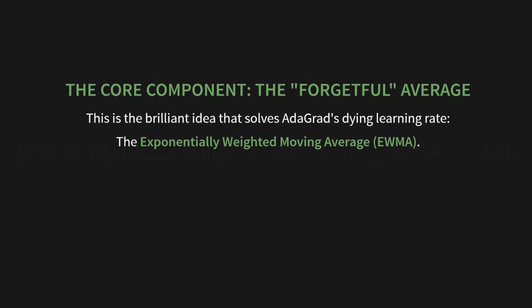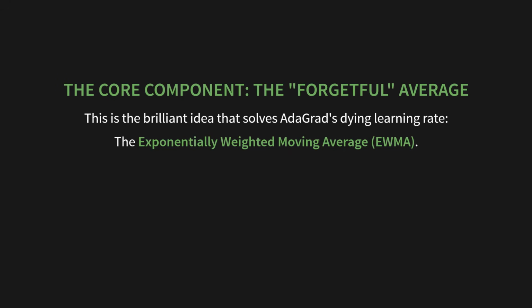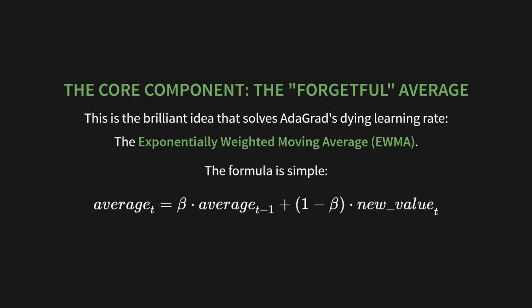The core component is what I call the forgetful average. This is the brilliant idea that solves Adagrad's dying learning rate. It's called the exponentially weighted moving average, or EWMA for short. The formula is actually pretty simple. The average at time t equals beta times the average at time t minus 1 plus 1 minus beta times the new value at time t.